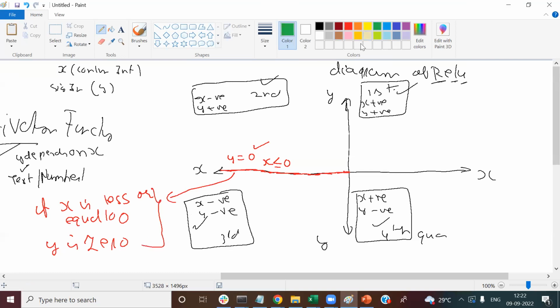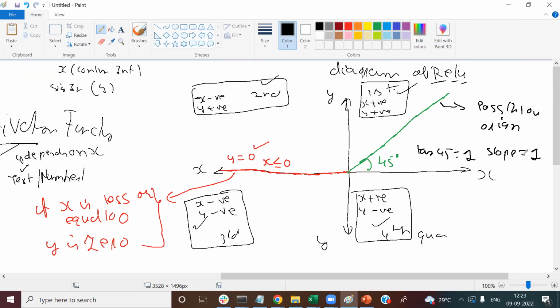Now this angle is 45 degree. This angle is 45 degree, and this line passes through the origin. If the line is at 45 degree, then can I say tan 45 is equal to 1? Which means the slope is equal to 1.